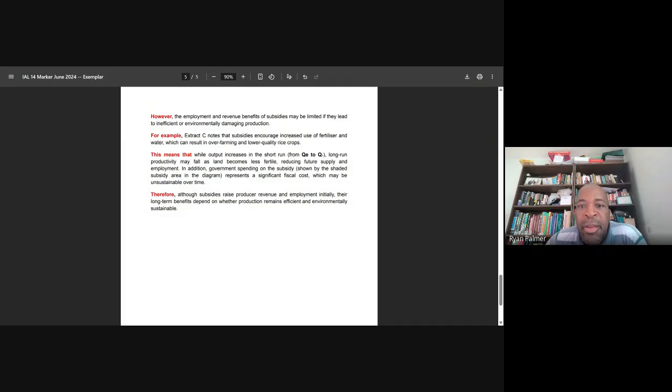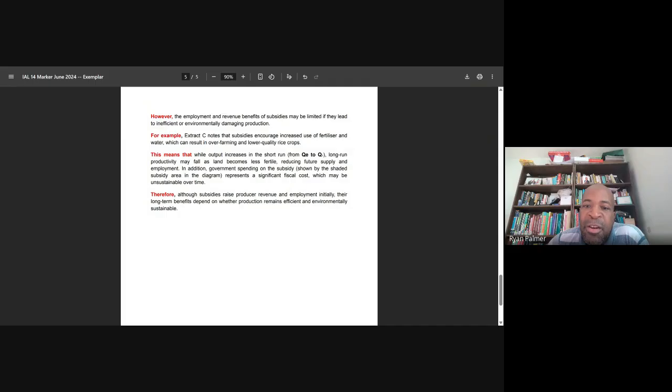However, the employment and revenue benefits of subsidies may be limited if they lead to inefficient or environmentally damaging production. So, for example, Extract C notes that subsidies encourage increased use of fertilizer and water, which can result in over-farming and lower quality rice crops. This means that while output increases in the short run from QE to Q1, long-run productivity may fall as land becomes less fertile, reducing future supply and employment.